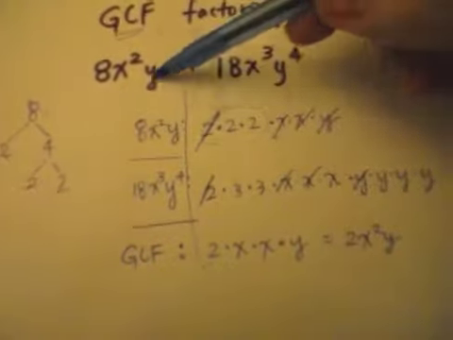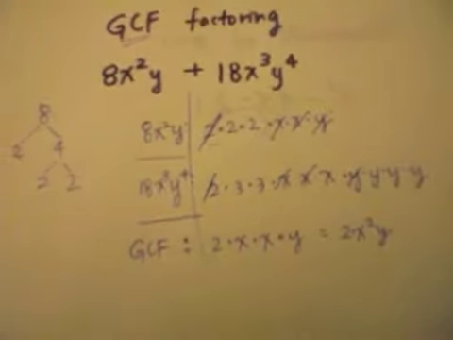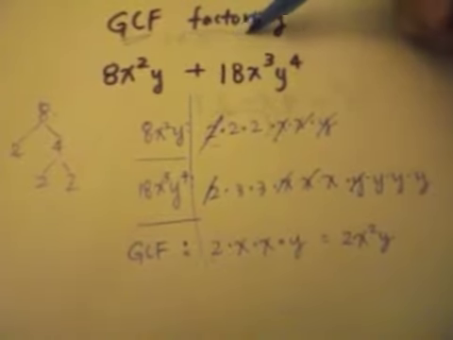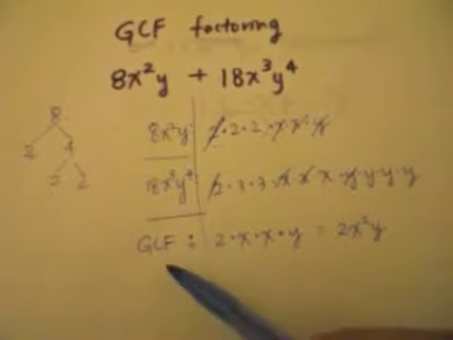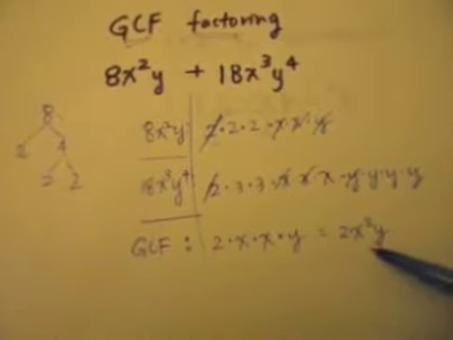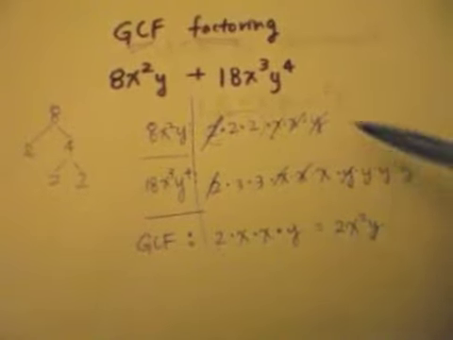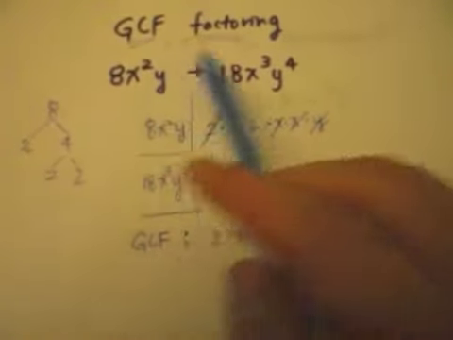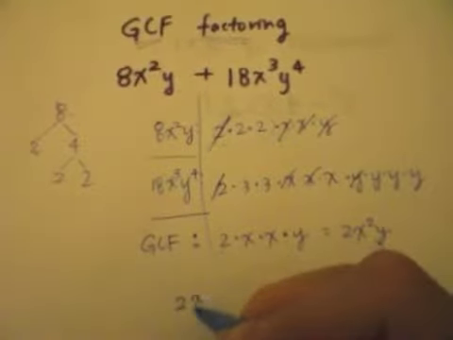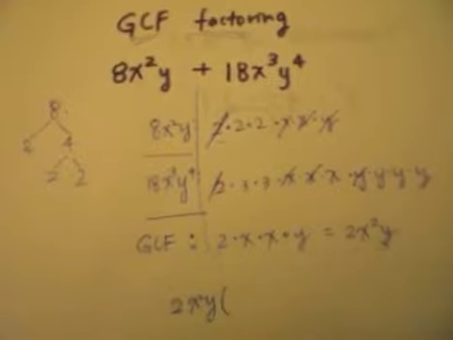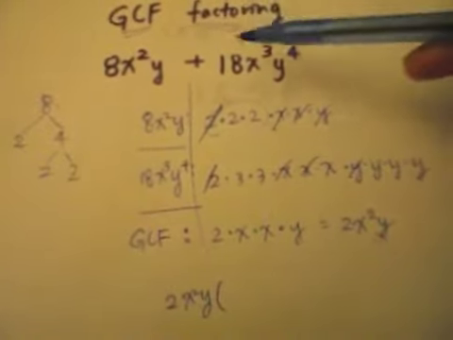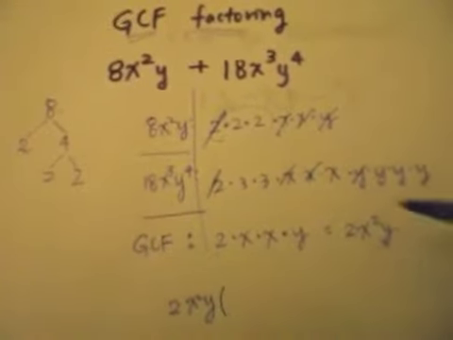Now, whenever I'm given a polynomial and they want me to factor, this is not my answer. This is just the GCF. I now need to go back and factor this expression. So I'm going to put the GCF outside of the parentheses, 2x squared y, and whatever's left over, you have to write inside the parentheses.